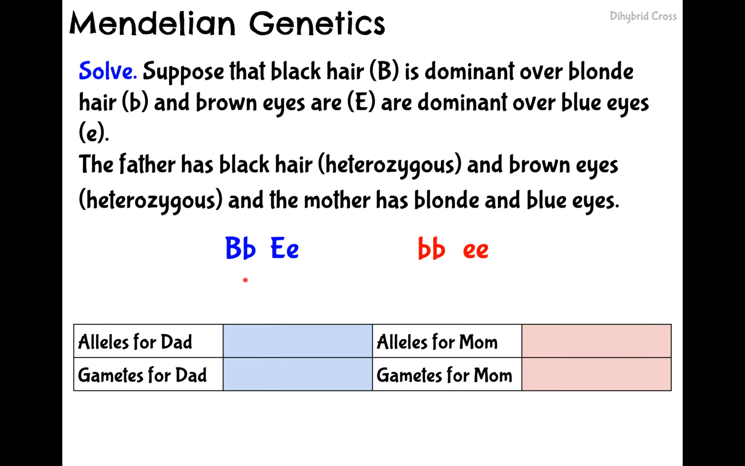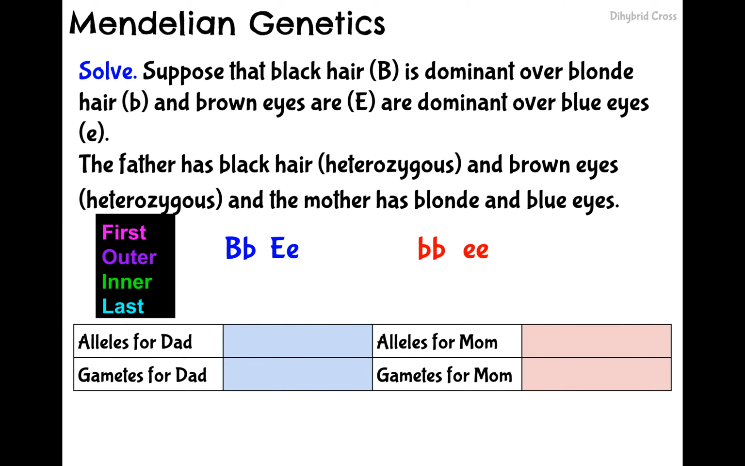Now, these are the alleles that we will use, but we actually have to turn them into what we call gametes. Gametes are the combination of these two alleles mixed together. In order to figure this out, we use a method called FOIL, which is the first, the outer, the inner, and the last. So for the dad, we're going to perform FOIL and figure out what the gametes would be.